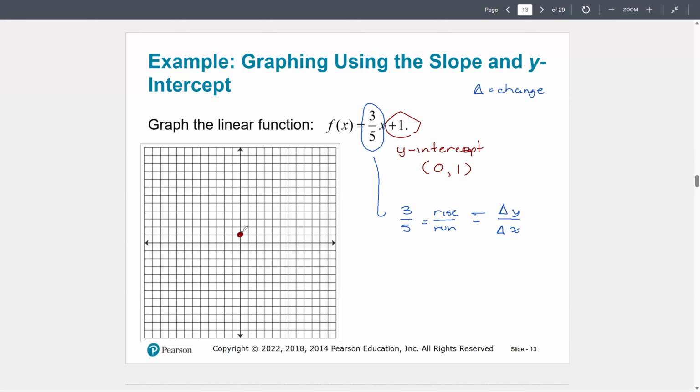So my x values change by 5. So we go 1, 2, 3, 4, 5. There is my run. And then my rise is 3. So my y changes by 1, 2, 3. And that is going to give me my second point here. So we have our point at (0, 1), and then we end up with a new point at (5, 4).